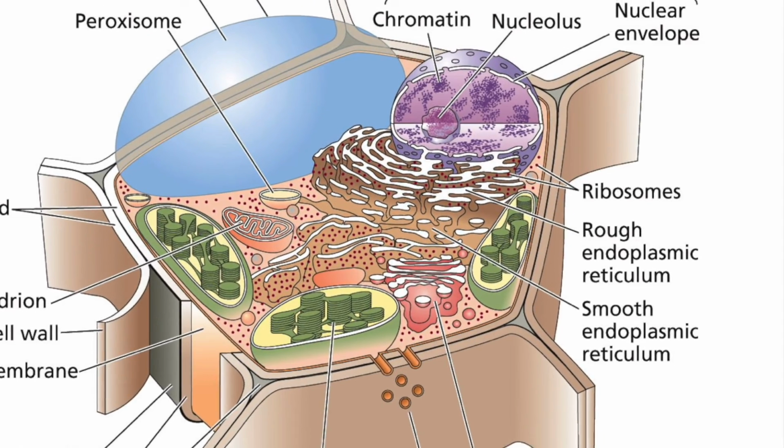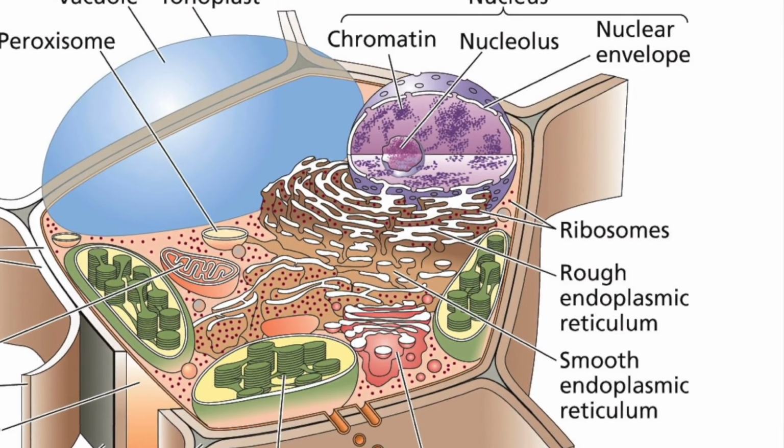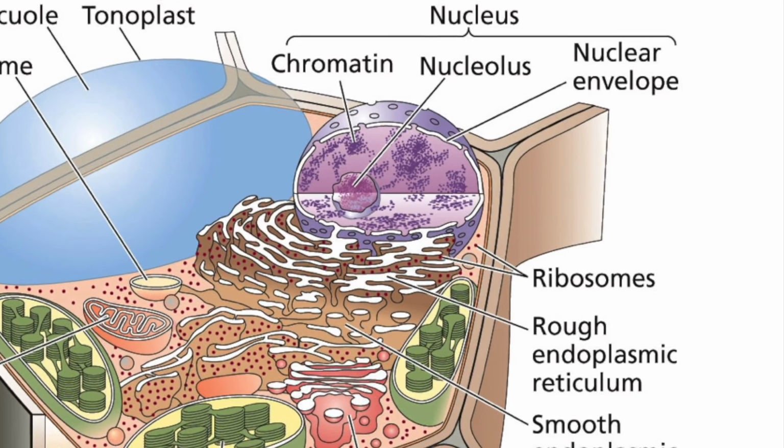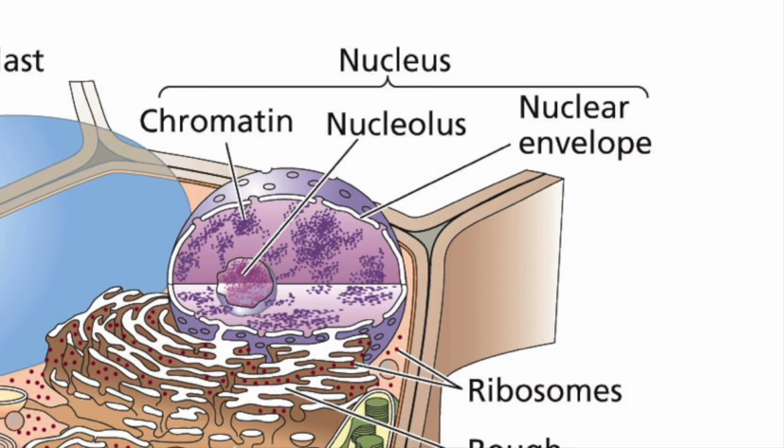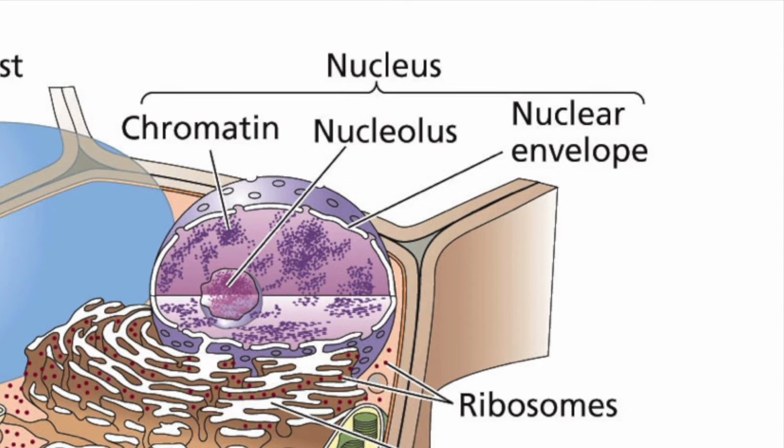The nucleus contains the chromatin and the nucleolus. It is surrounded by a nuclear envelope, which has pores in it that allow the transport of RNA from within the nucleus to the cytoplasm. The chromatin is a form of condensed DNA, and the nucleolus is a spherical structure that is the site for ribosome biosynthesis.